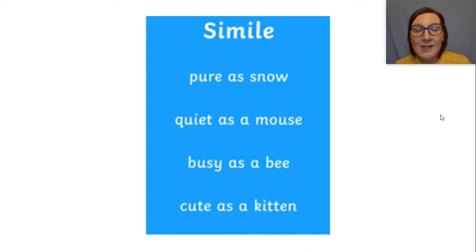As quiet as a mouse. So sometimes people are really quiet. Now mice are really quiet. So we're saying that the people are like the mice. They're as quiet as a mouse. Okay.